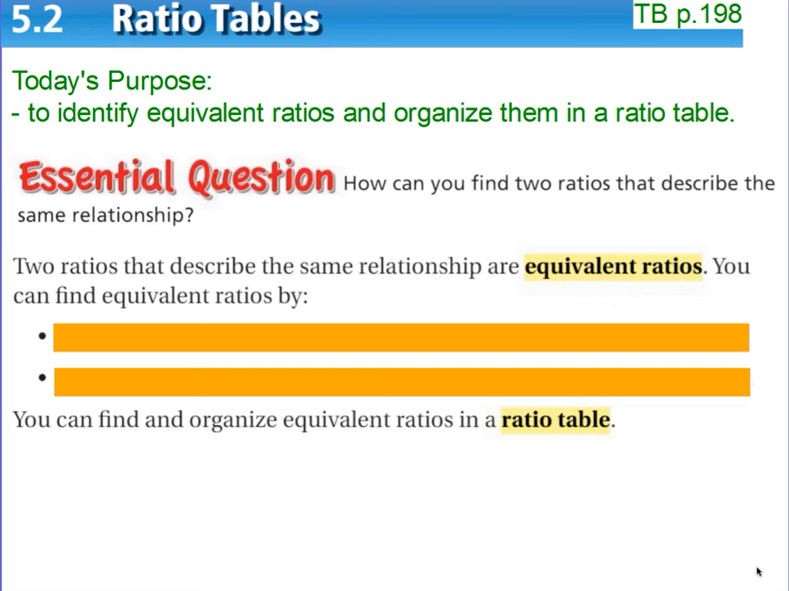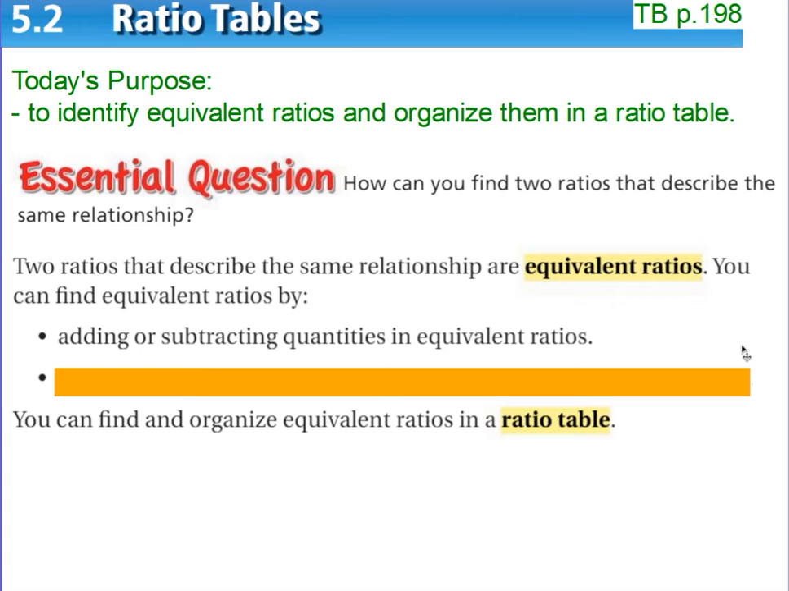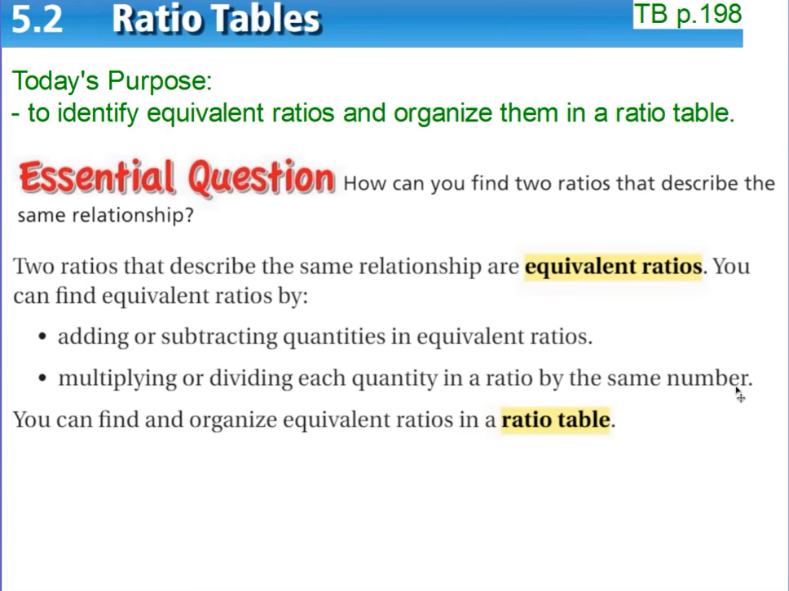Equivalent ratios means they are simply two ratios that have the same value. You can find equivalent ratios by either adding or subtracting quantities in equivalent ratios, or multiplying or dividing each quantity in a ratio by the same number. So you can find and organize these ratios into a ratio table. I'm now going to show you an example of each of the adding or multiplying.